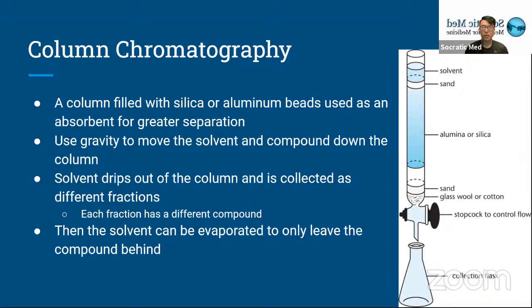In this type of chromatography, you use gravity to move the solvent and the compound down the column. As you can see on the right, you have a column filled with sand and glass wool at the bottom to filter the compound, to prevent any of the alumina or silica from getting into your collection flask. Then you have the sand and the alumina used as the stationary phase during this chromatography.